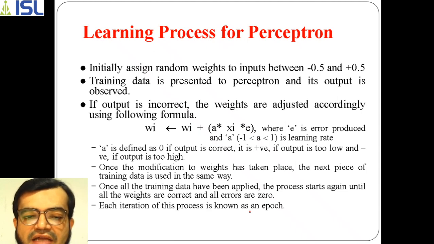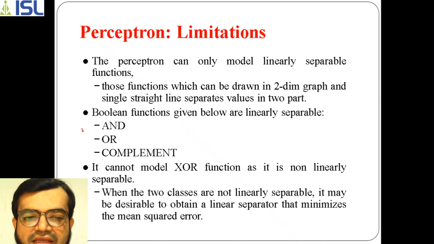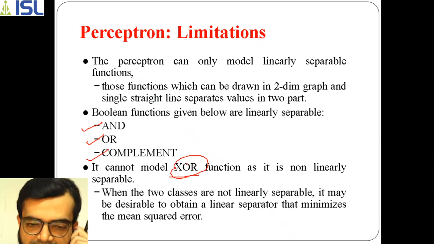Now before going to that, first we will see the limitations of the perceptron. As I said, it is linearly separable, that means you can take a single straight line, which I have drawn there, which separates the values into two parts. You can take the AND function, and also the complement, all these three are linearly separable. But the main limitation of the perceptron is that it cannot model the XOR function. That is the problem here.